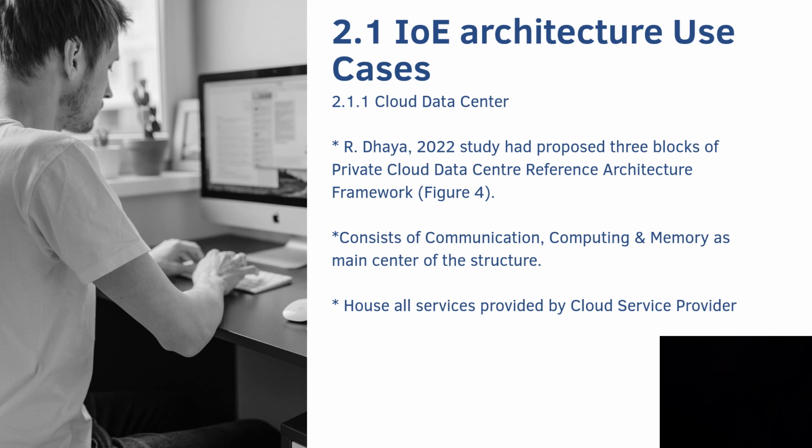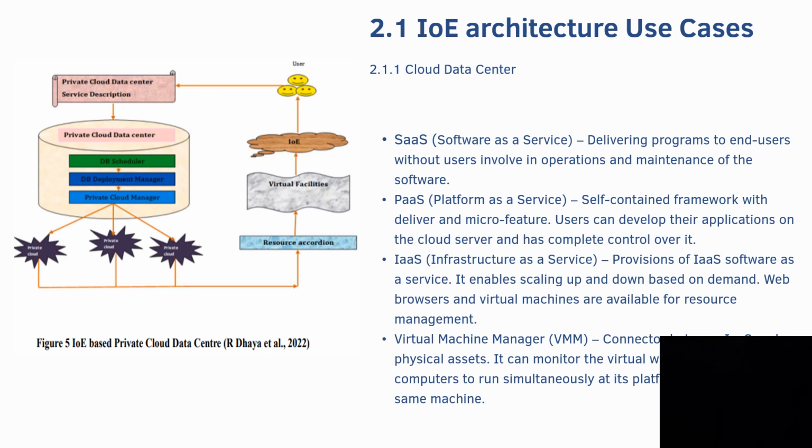Based on the study, it has proposed a three-block private cloud data center reference architecture framework, referring to figure 4. It consists of communication, computing, and memory as the main center of the structure. It houses all the services provided by cloud service providers. So for the IoE-based cloud data center, you can see the private cloud-based data center service description, and here we have the DB schedule, DB deployment manager, and private cloud managers. From here, we go through the resources accordance, virtual facility, then IoE, and also to the user to finally cycle again.